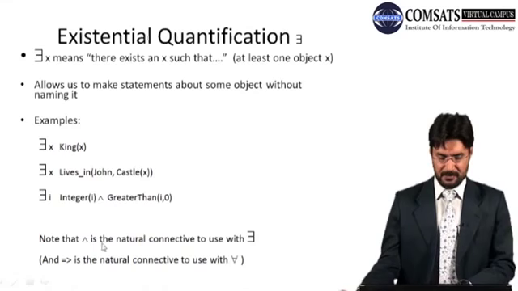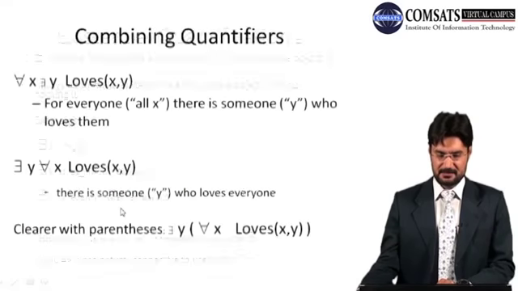Note that 'and' is a natural connective to use with there exists, and 'implies' is the natural connective to use with for all. So we use 'and' with the existential quantifier, and we use 'implies' mostly with for all.